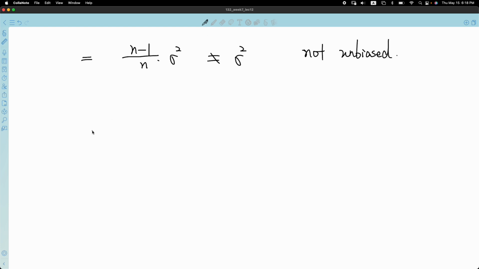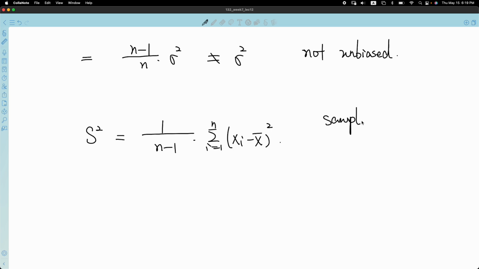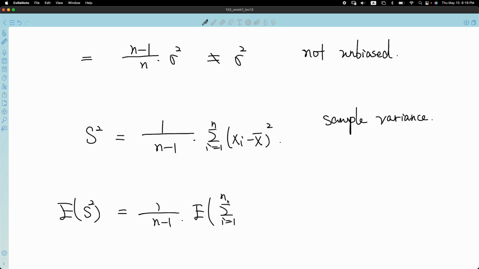One way to correct the bias is to define an S square in the following way: 1 over n minus 1 times the summation from 1 to n of Xi minus x bar squared. This is sometimes called the sample variance. The only difference is that you are dividing by n minus 1, so no longer divided by n. Now if you take the expectation of S squared, you will have 1 over n minus 1 times the expectation of the summation of this part, Xi minus x bar squared.